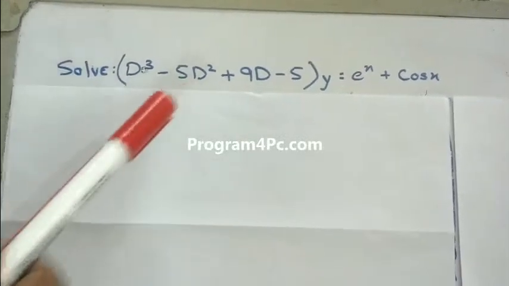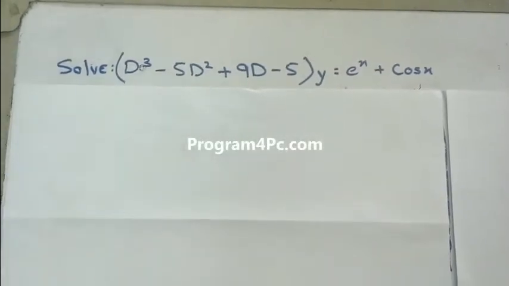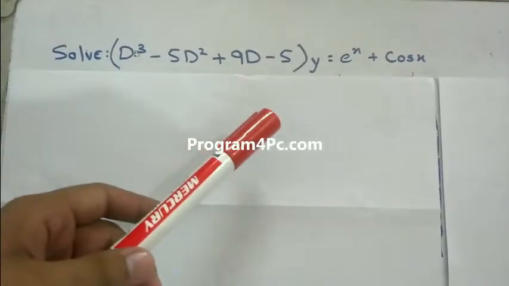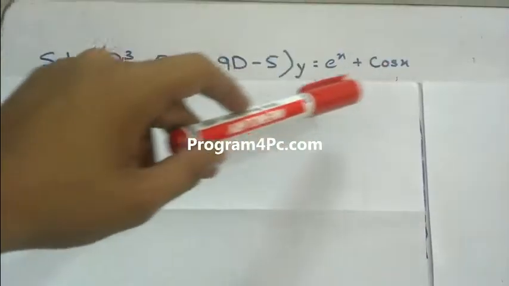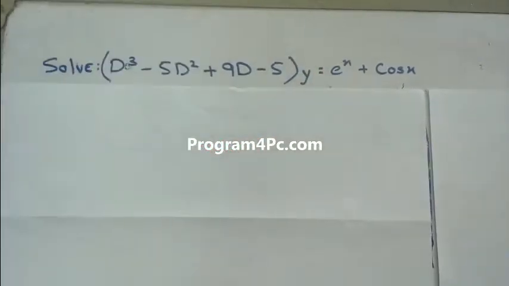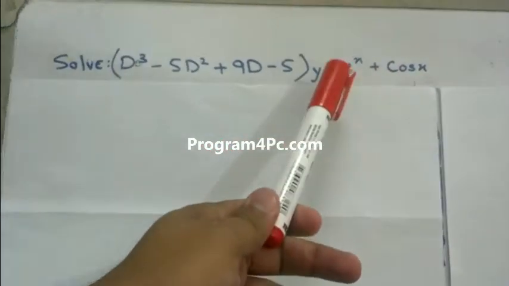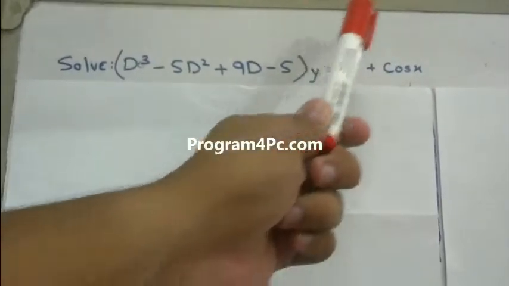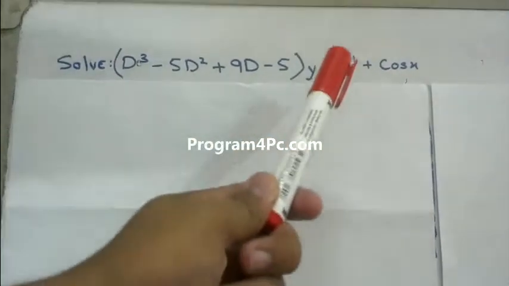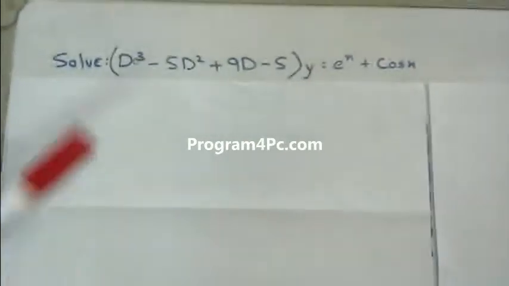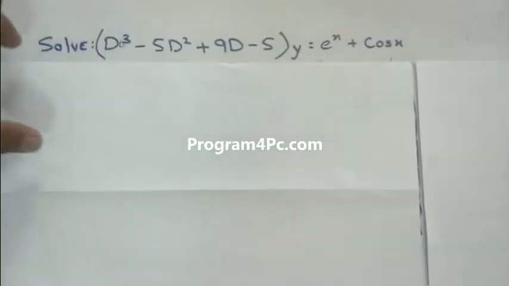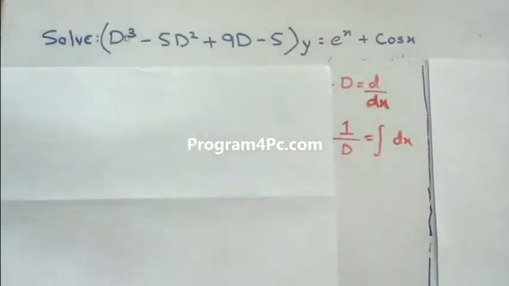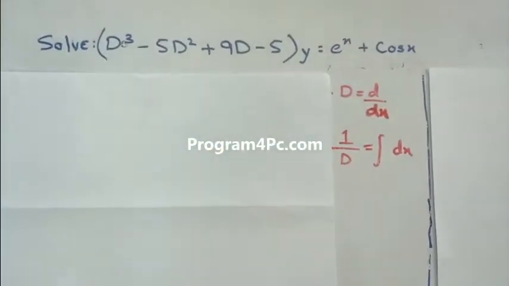Here I have a linear non-homogeneous differential equation. To know whether this equation is homogeneous or non-homogeneous, we need to know that if the right part of this equation equals 0, then this equation is homogeneous. Otherwise, if it consists of a function of x, then it is non-homogeneous. In this equation, what is D? D is the differentiation with respect to x, and the inverse of D equals integral with respect to x.